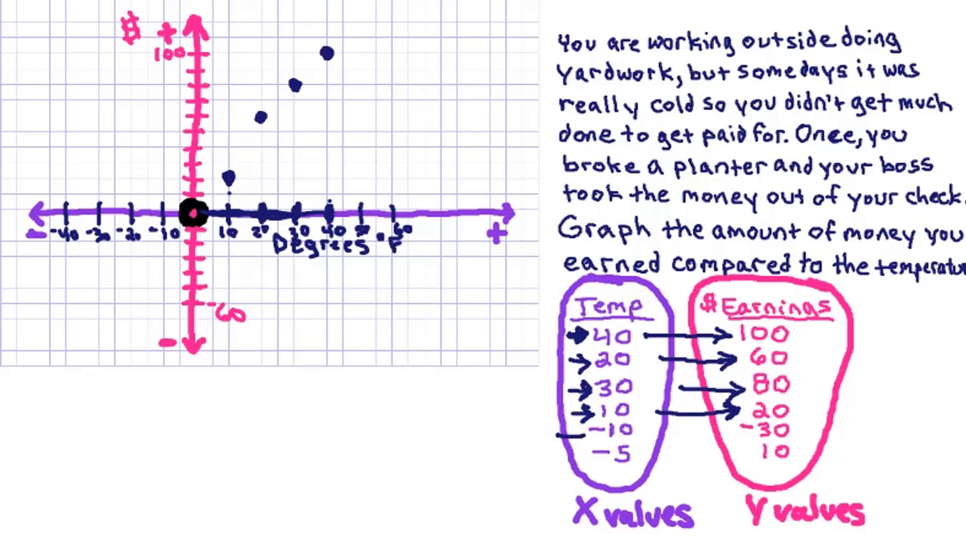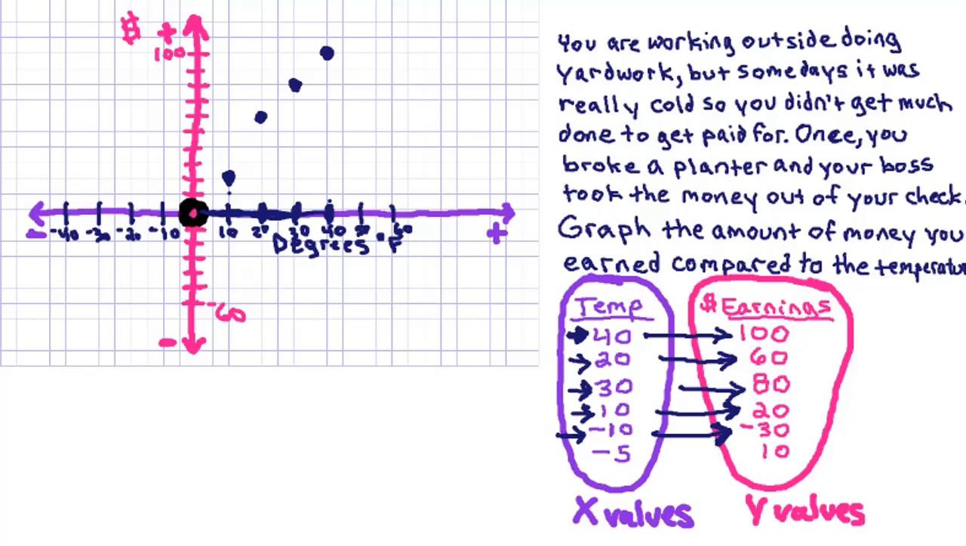The next time you went into work, though, the temperature dropped to negative 10 degrees. And that was when you were trying to get some work done and you broke a planter, probably because it shattered in the cold weather. And your boss took that out of your paycheck, though. So that earned you a negative $30 because you got $30 taken out of your paycheck instead of getting paid.